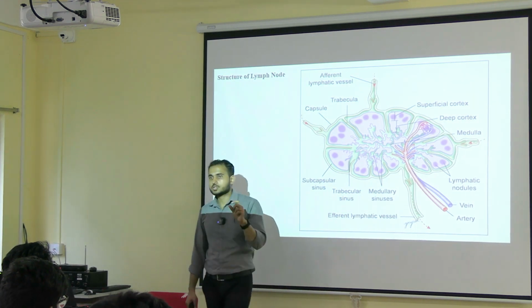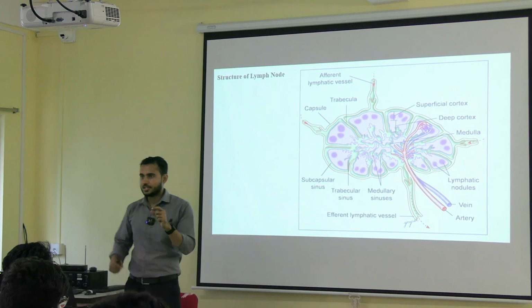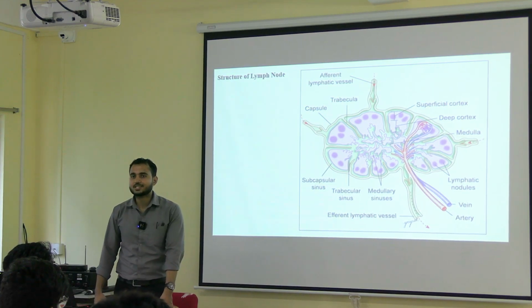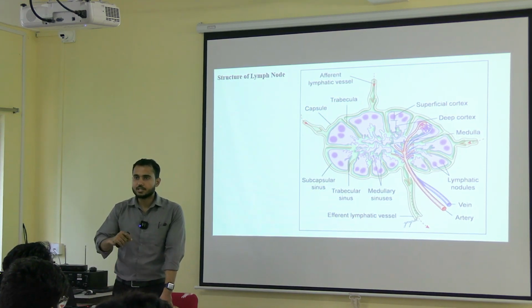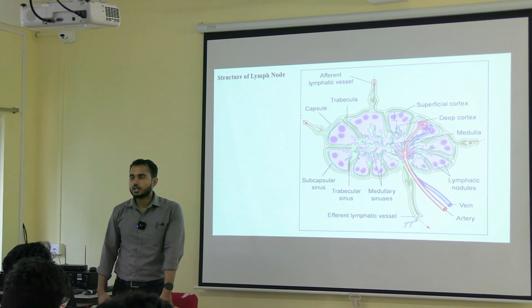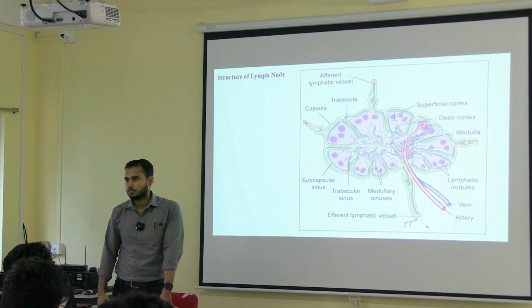Okay, and those sinuses together, they are called as channel. Through those channels the lymph is flowing, and those are lined by endothelium. Okay, those are lined by endothelial cells.